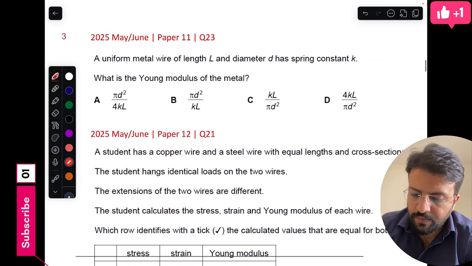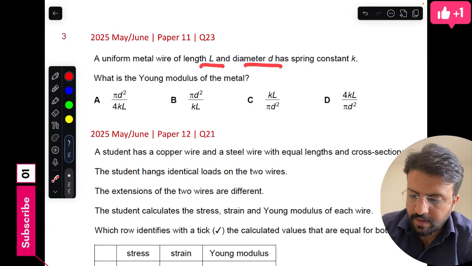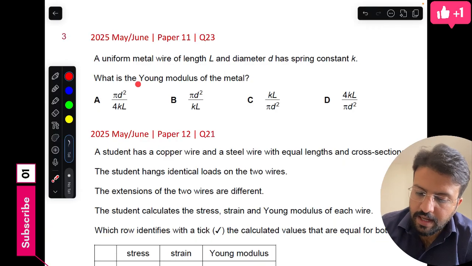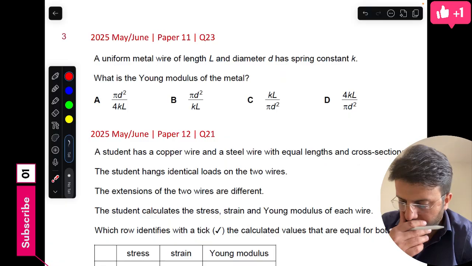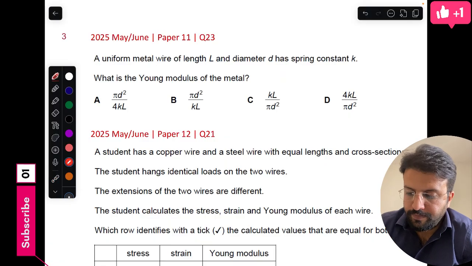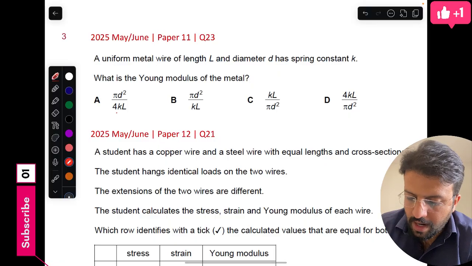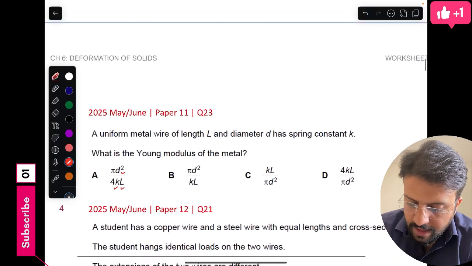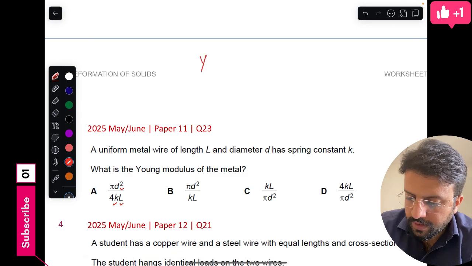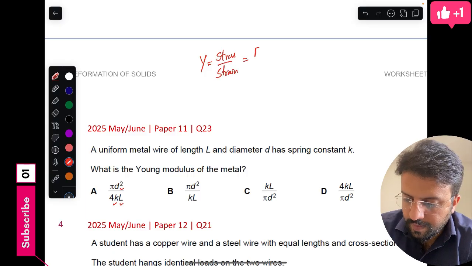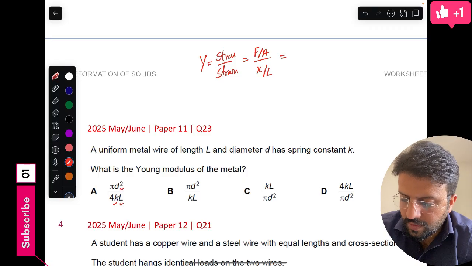In the next question, a uniform metal wire of length L and diameter D has a spring constant K. What is the Young modulus of the metal? We have to derive the relation in terms of K, L and D. We know Young modulus Y is stress over strain. Stress is force over area. Strain is change in length over original length. It can be written as F L over A times x.